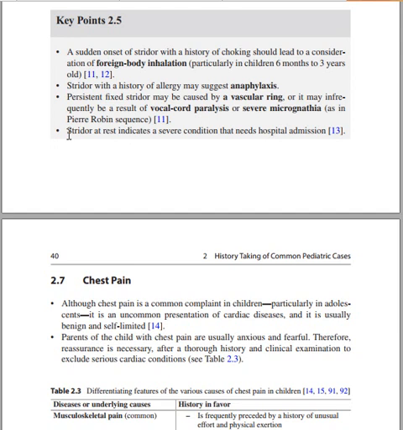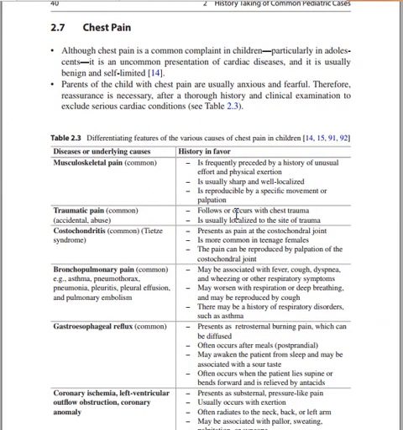The next one is stridor at rest, which indicates a condition that needs hospital admission. So we are finished with stridor.